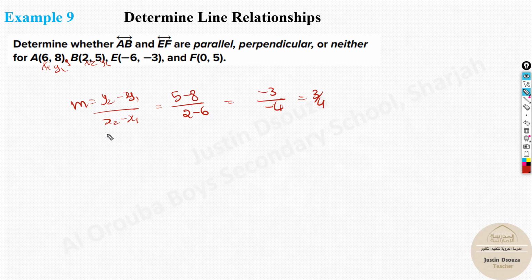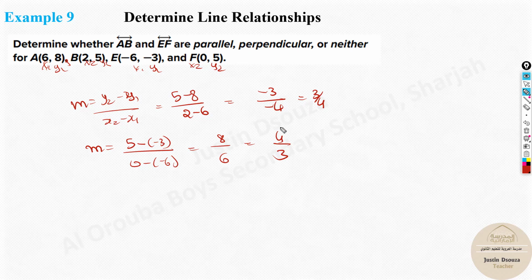What about the other line, EF? Same thing. m would be y2 minus y1. So x1, y1, x2, y2. So it's 5 minus of minus 3 divided by 0 minus of minus 6. The answer is 5 plus 3 would be 8 divided by 6. It'll be 4 by 3 when you simplify, positive 4 by 3.